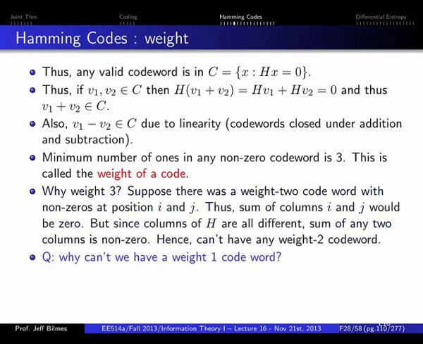We can't have a weight 1 code word also. Why is that? First of all, did this explanation make sense? I can describe it again. Raise your hand if you want me to draw a little picture.